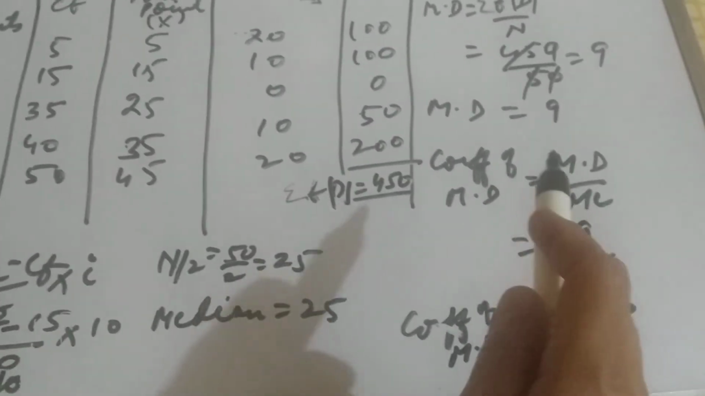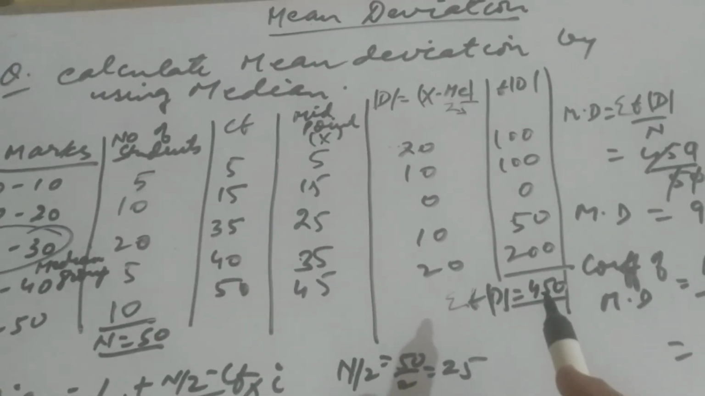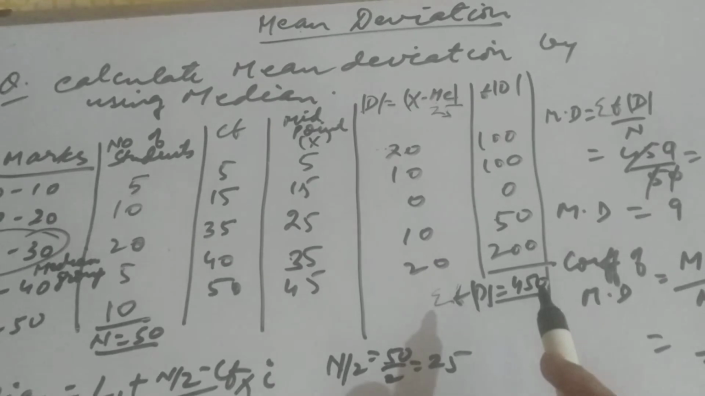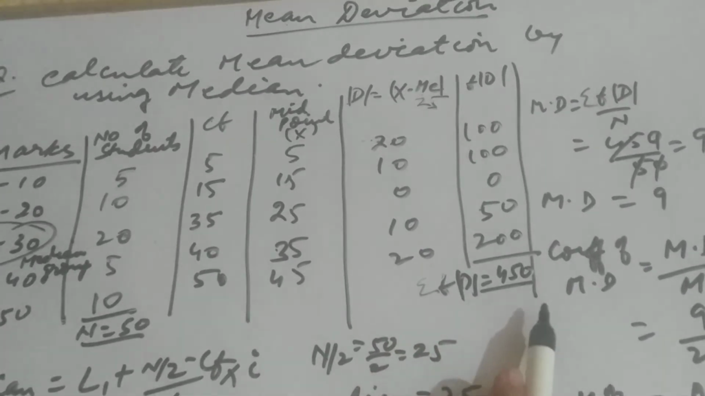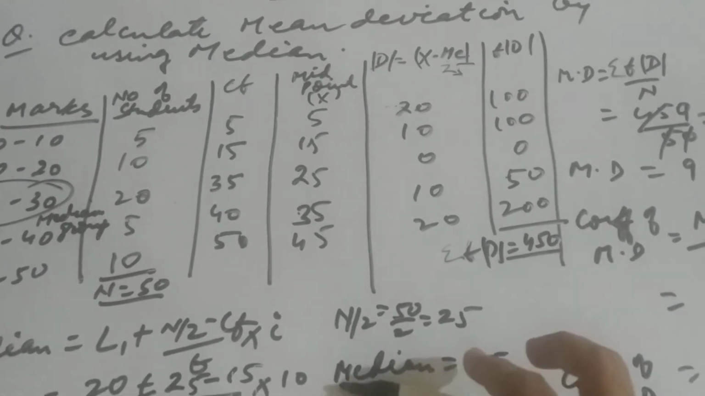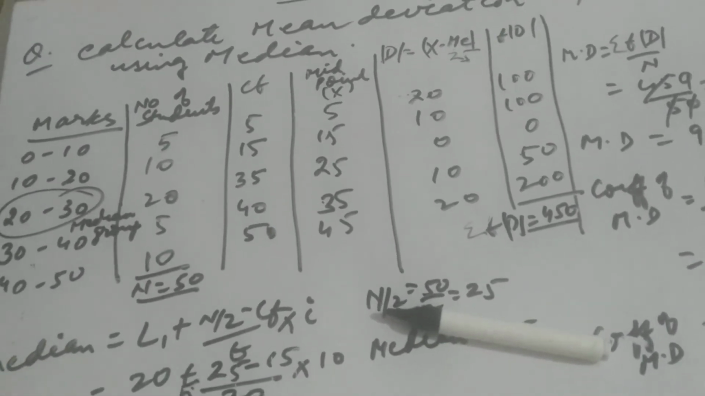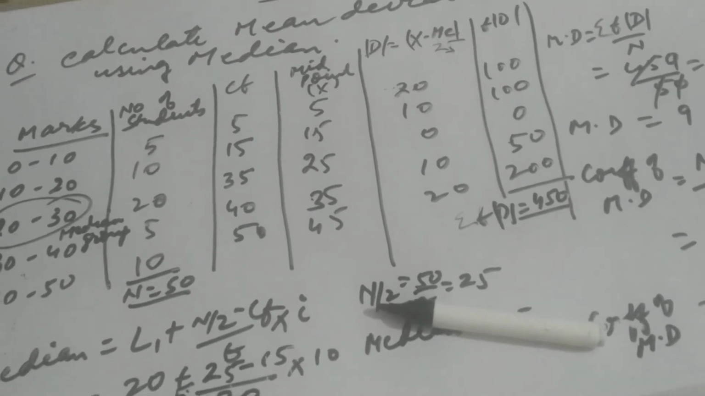I hope you understood how to calculate mean deviation by using median. I'm sending questions along with it. Please do those questions, and please take down this question also as an example so that you know how to calculate mean deviation in both cases, using mean as well as median.